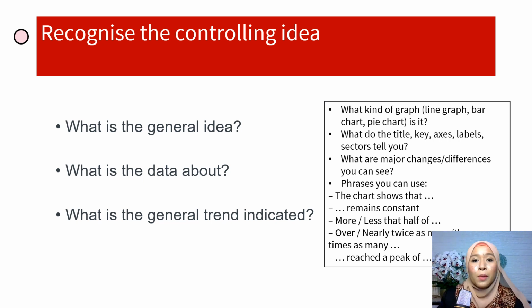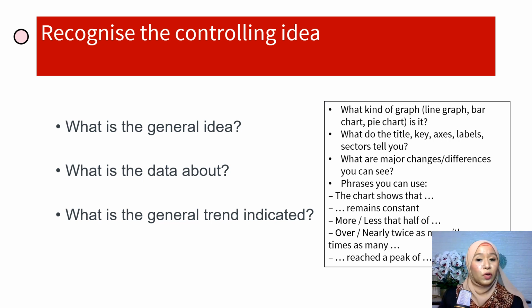So when reading a graph, pay attention to what clues about the illustration you can gain from the general description. Labels. Look at the labels. Can you define or describe the item labels? So what kind of graph is required? What do the title, the key, the axis, label, sectors tell you? Look at what are the major changes or differences that you can see from the graph.